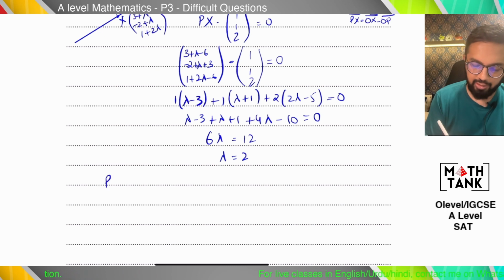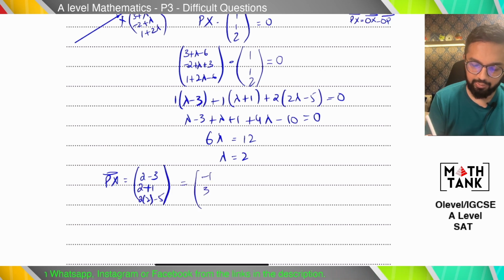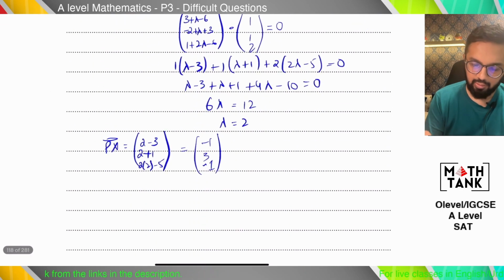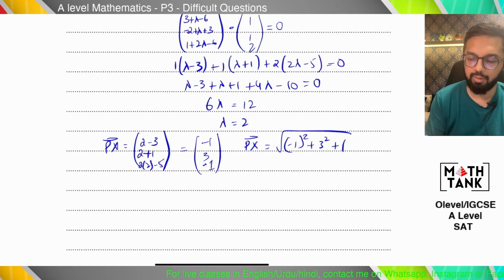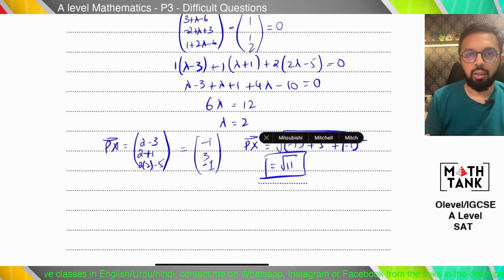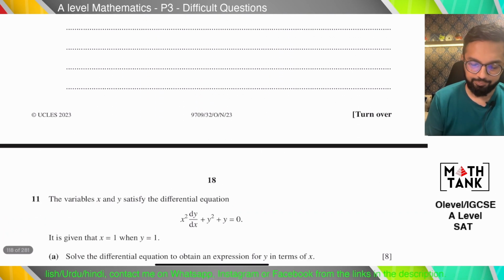So I put that in px. I find the distance: 2 minus 3, 2 plus 1, and 2 times 2 minus 5. So I get minus 1, 3, and minus 1. So the magnitude of px will be minus 1 squared plus 3 squared plus minus 1 squared. It gives me root of 11. Okay, that's what I had to prove.